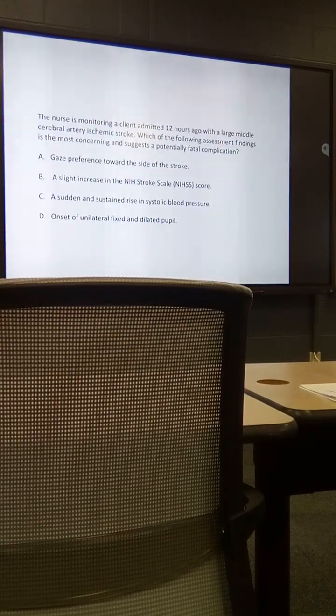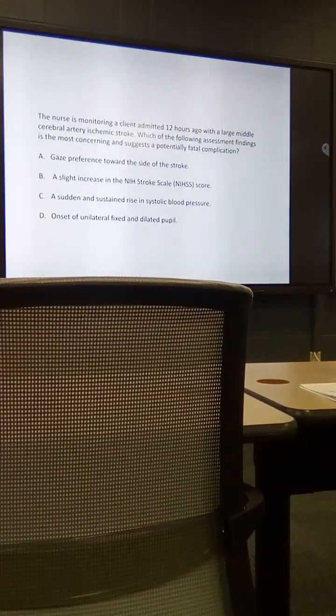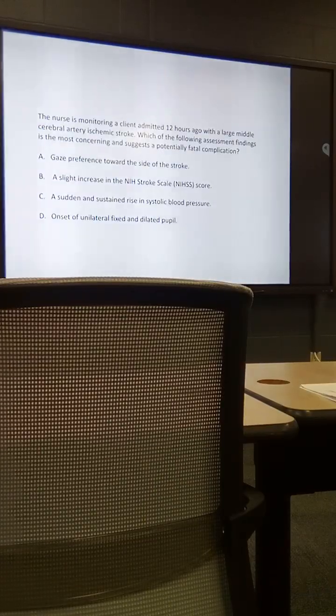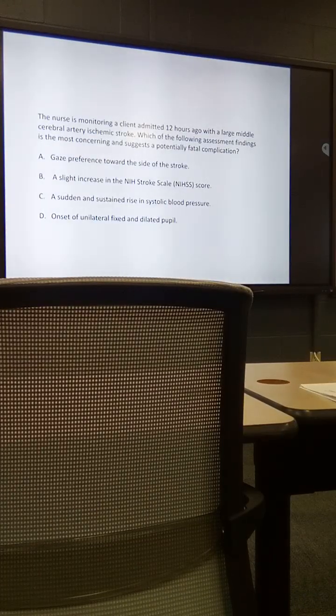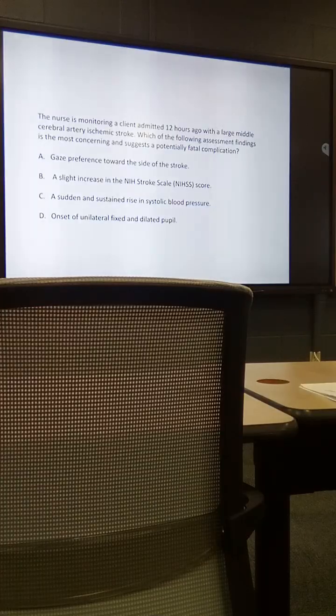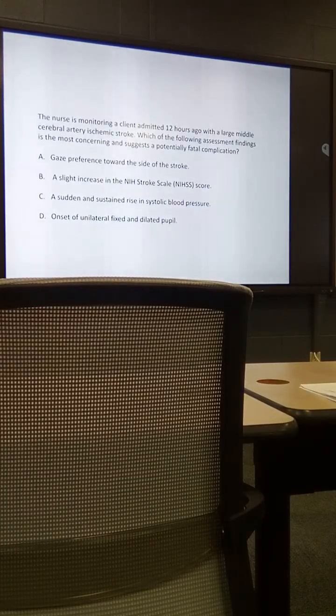A slight increase in the NIH stroke scale. It's slight, but do we have a baseline? Maybe their baseline was 0 and now it's 1, we don't know. Always know a baseline. A sudden and sustained rise in systolic blood pressure, again, we don't have a baseline, maybe it was 100 over 80 and now it's 120 over 85. Oh, but it says onset, so there was a baseline before, right?